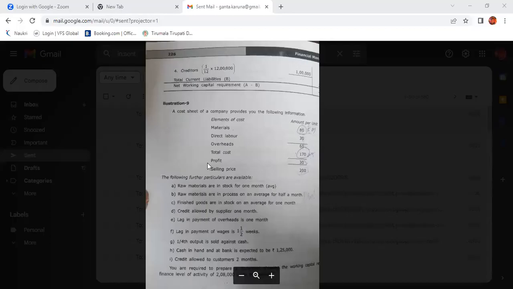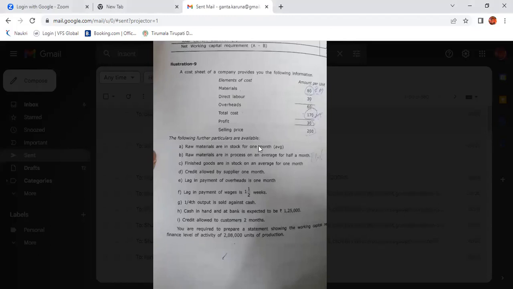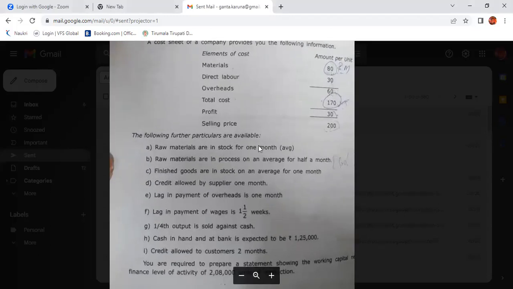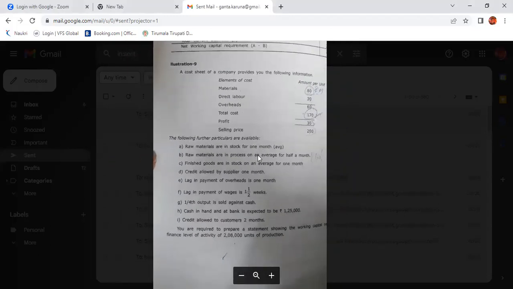Good evening, all. So, here, this is a question we are going to talk about. Just go through the question, what he has given. Here he is asking us for the statement showing the working capital requirement for production of units. The information he has given is the cost sheet, wherein detailed information about the cost of each element is provided to us.